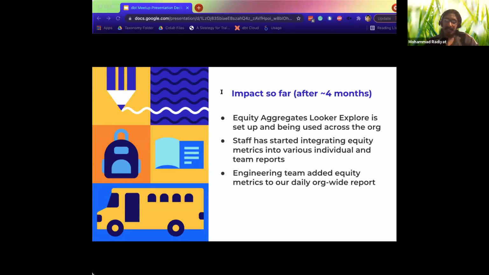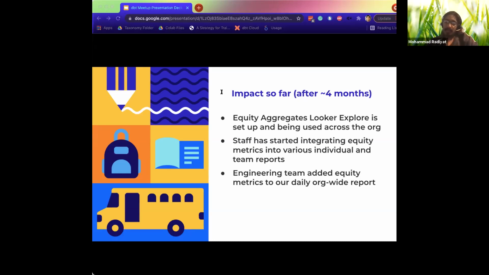So to end the session, I'd love to talk about impact. Already some of our staff are using that new Equity Aggregates Explorer in Looker to look at things that are important to their work. So for example, the marketing team cares a lot about revenue, so they'll keep an eye on how revenue is distributed among different school types or teacher demographics. A bonus outcome is that we've now integrated the equity aggregates from dbt into our org-wide daily dashboard, which is an email that gets sent every morning to all staff with several of our key metrics.